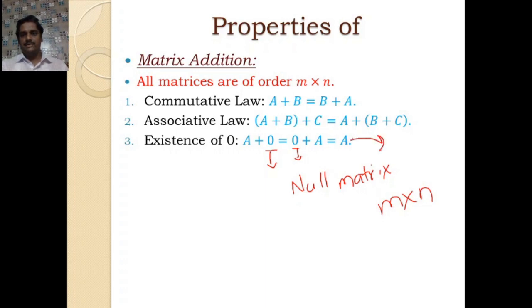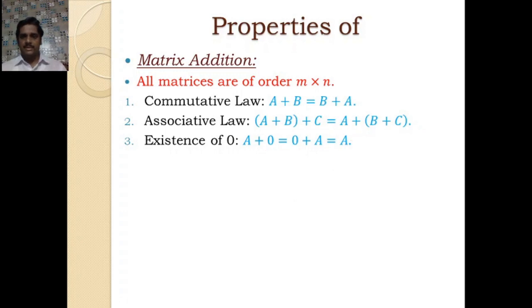A is a matrix of order m by n. So 0 is also a null matrix of order m by n. What do you understand by this? If we have a matrix and that's added to a null matrix, then you get the same matrix. There is no effect on the matrix A. That is also one of the important properties.